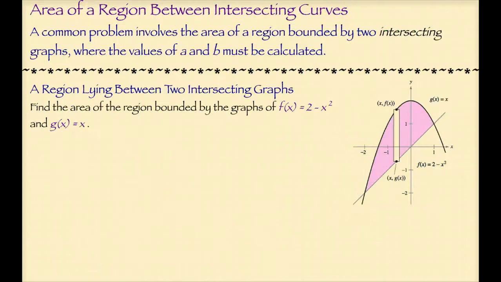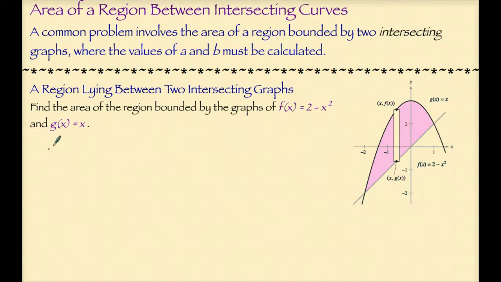Now let's find the area of a region between intersecting curves. A common problem involves the area of a region bounded by two intersecting graphs, where the values of a and b must be calculated. Let's take a look at our region. We can see that the function f of x equals 2 minus x squared is above the function g of x equals x, but we're not told the endpoints of integration. Since this is a bounded region, we need to algebraically determine where these two graphs are intersecting.